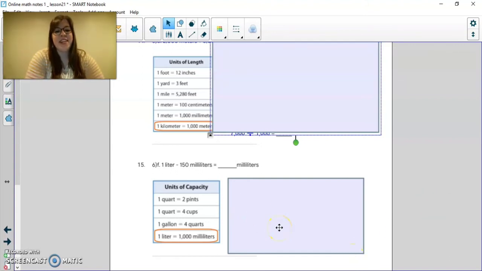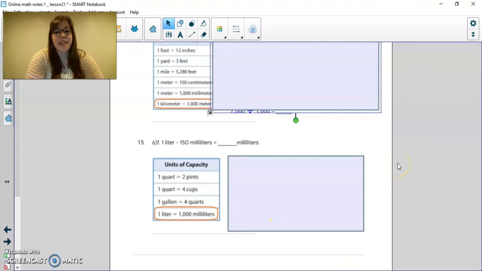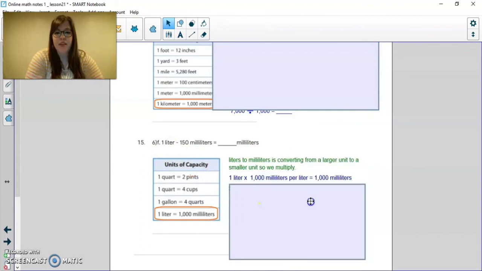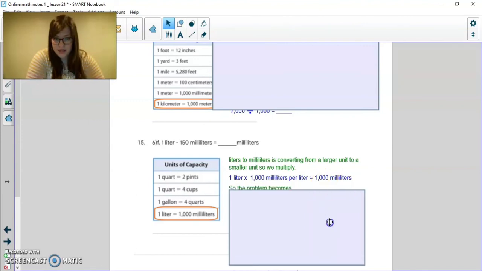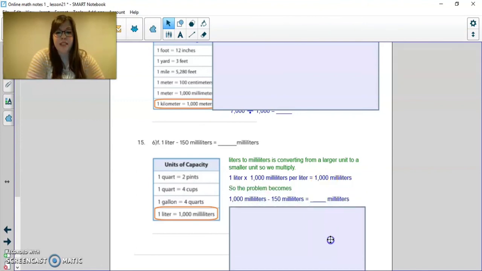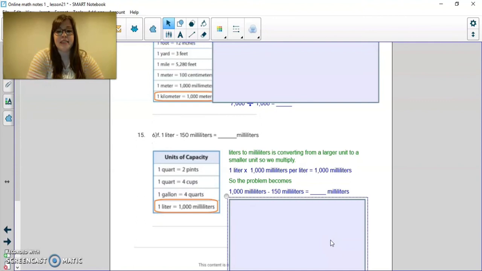So for this one, I have liters and milliliters, so I know I need to switch my liters to milliliters because that's what our answer is going to be in. Liters to milliliters is larger to smaller, so we're multiplying. I have 1 liter times 1,000 milliliters per liter is 1,000 milliliters. So the problem becomes 1,000 milliliters minus 150 milliliters equals blank milliliters.